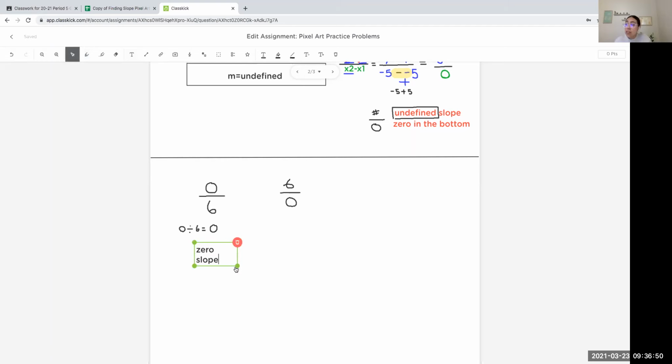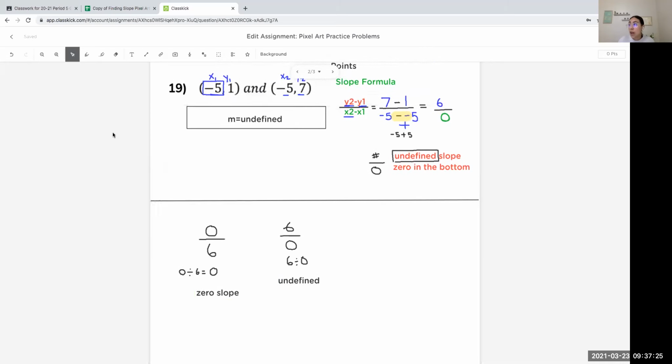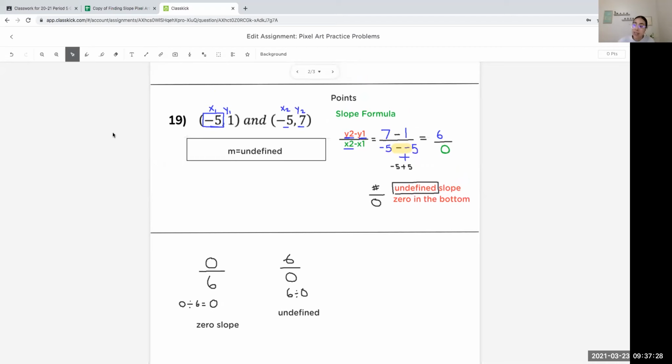When your 0 is on top, your numerator, that's a zero slope. Here, we're saying 6 divided by 0. Very different. We're thinking, 0 times something must give me 6. There's no possible way 0 times anything is ever going to be 6, which is why I say this is undefined. Very good question. So the order does matter in this. So different slopes. If you want, you can take a screenshot of that too, to have as an example.